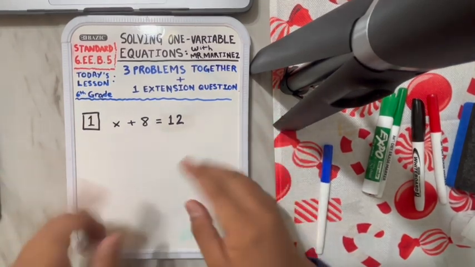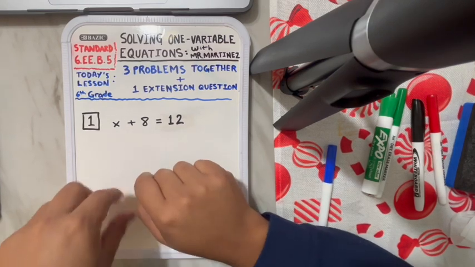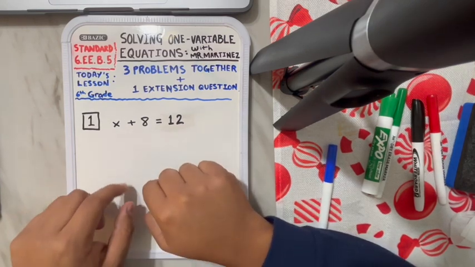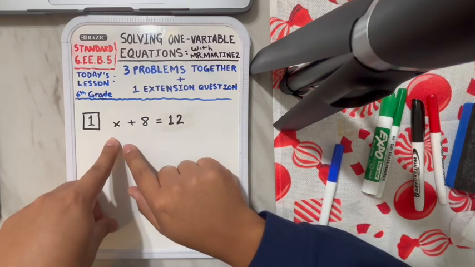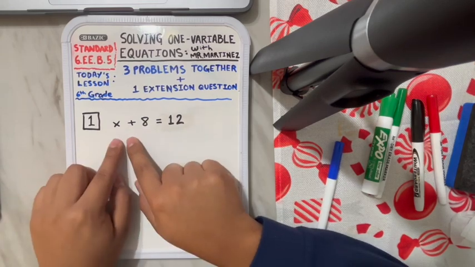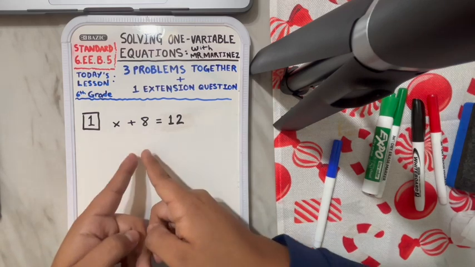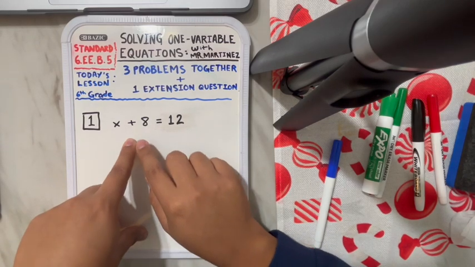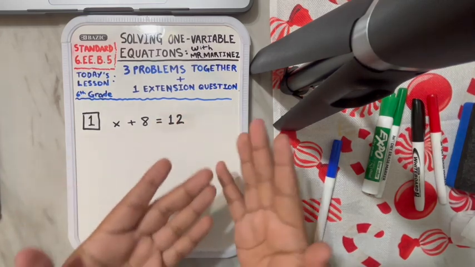Now, how are we going to be solving this one variable equation? Well, we have to isolate the variable on one side of the equation. As you guys can see here, we have the x on the left side. Pretty much what we're going to be doing is we want to move everything else that isn't the variable onto the other side. As you can probably see from this equation, we have a plus 8. Well, how do we move this plus 8 onto the other side?